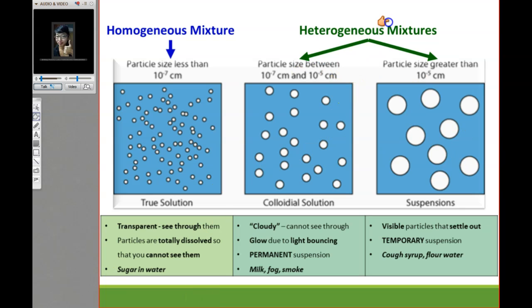Heterogeneous mixtures can be split between two groups. Colloids are kind of in the middle. A colloidal solution is cloudy. You can't really see through it. It glows due to light bouncing off the bigger particles, but it is permanently suspended. So the particles aren't so big that they fall. They are permanently suspended, again, like milk, fog, or smoke.